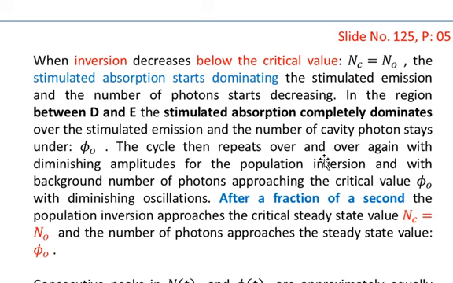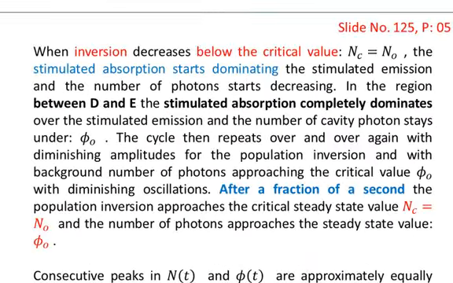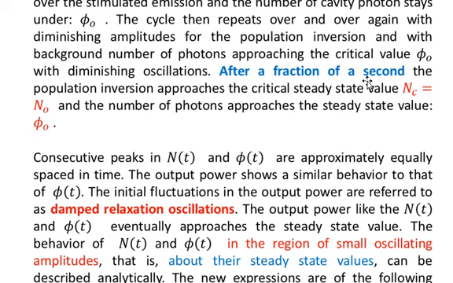The cycle then repeats over and over again with diminishing amplitudes for the population inversion, and with the background number of photons approaching the critical value phi naught, with diminishing oscillations after a fraction of a second. So you see that all this happens within a fraction of a second. After that, the population inversion approaches the critical steady state value N_C, or N naught, and the number of photons approaches the steady state value phi naught.